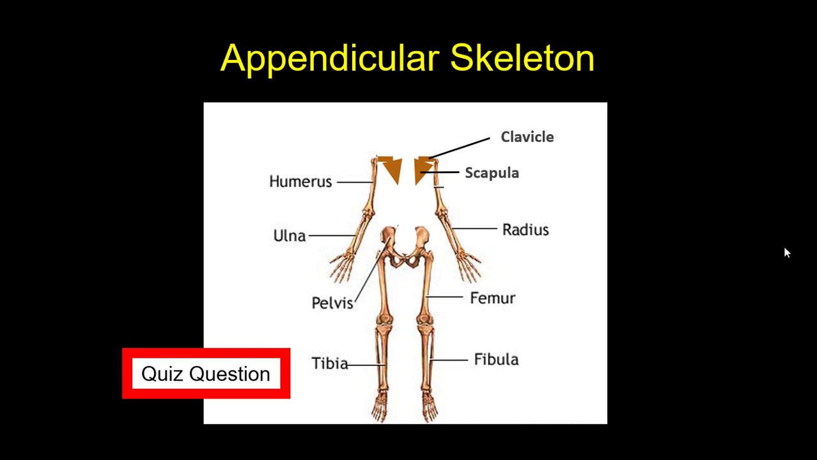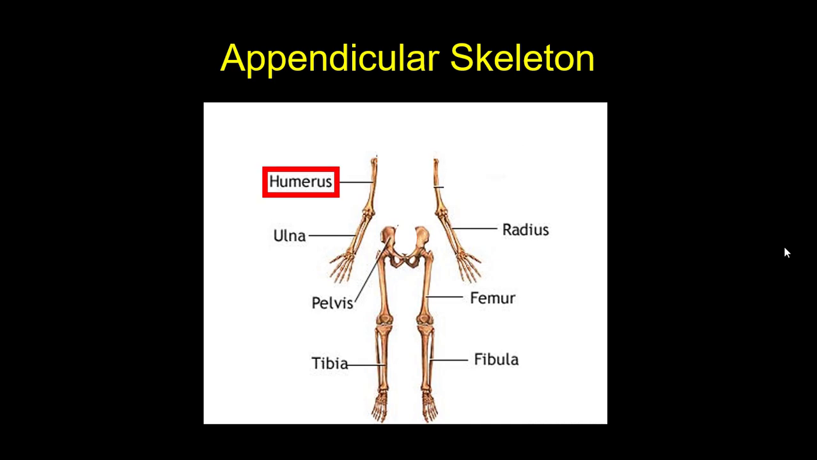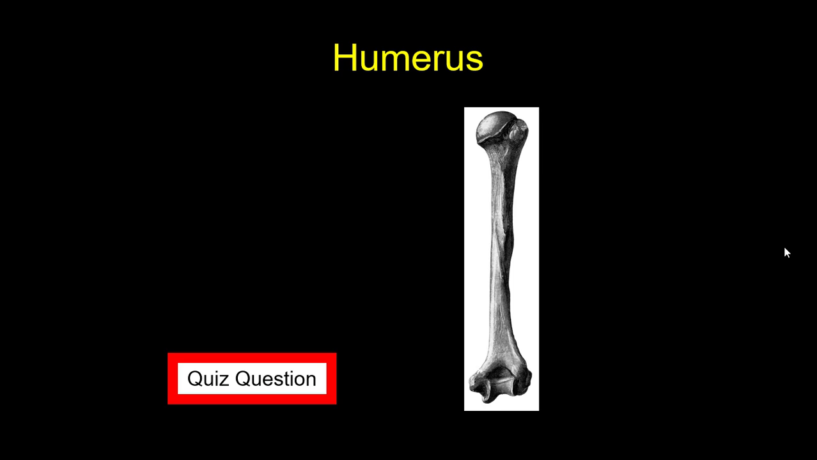Let's get started. We're only going to do the upper part today. We'll save the stuff below the waist for next class. We're going to start off with your upper arm bone. Now, if you notice the configuration here, your upper arm bone is a single bone, but then you have a pair of bones in your forearm. This big upper arm bone is called your humerus. It's not the funny bone, but it is humerus.